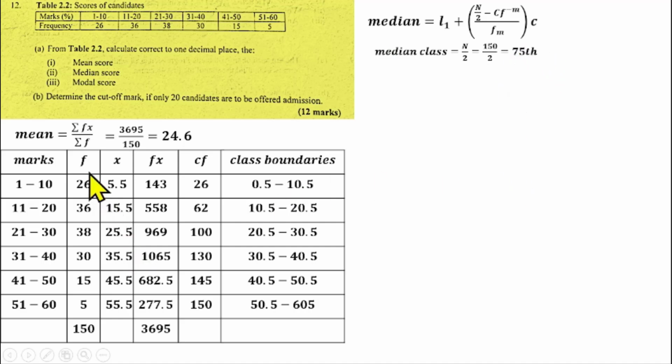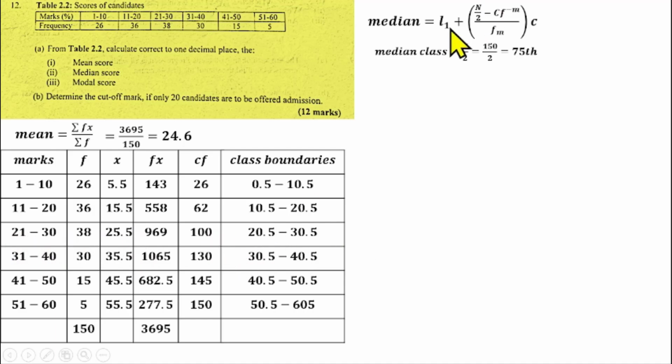So what do we do? Go to your frequency and start adding it together until you get to 75. But we have already done that, because we have already added these frequencies together to give us this cumulative frequency. So it means the 75th position will fall here. This is 62, and 75 is more than 62, so 75 will fall in the 100th position around here. So for the median class, we are working on this class.